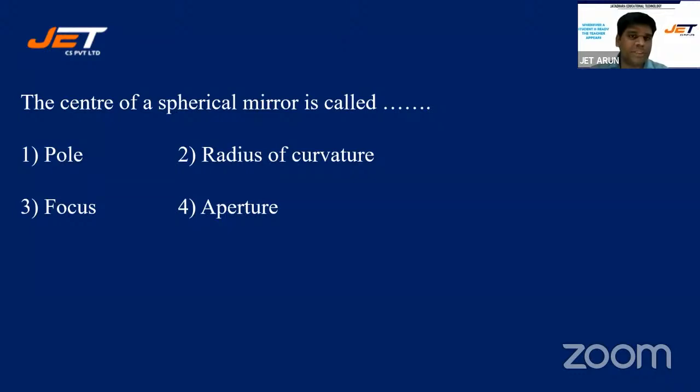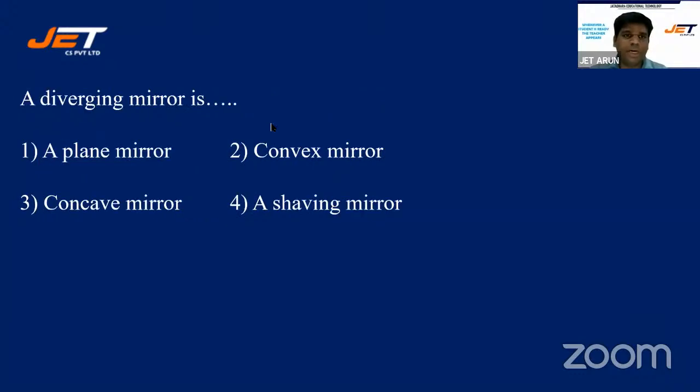Center of the spherical mirror, it cannot be focus. Focus is a point where parallel rays after reflection meet or appear to meet. Radius of curvature is nothing but distance between pole and center of curvature. It's pole, students. A diverging mirror is a plane mirror, convex mirror, concave mirror, a shaving mirror. Diverging mirror.